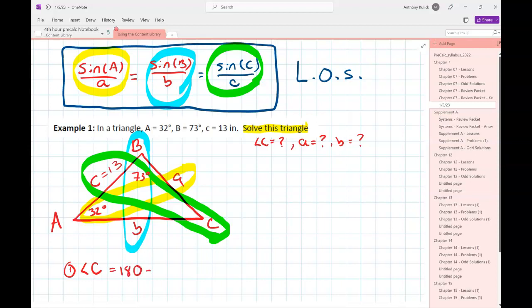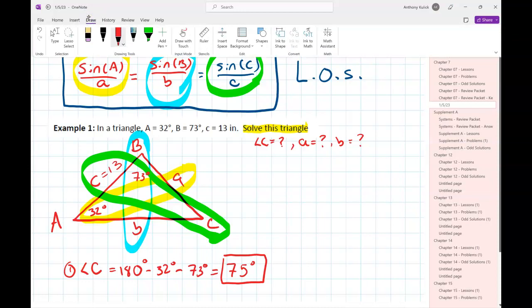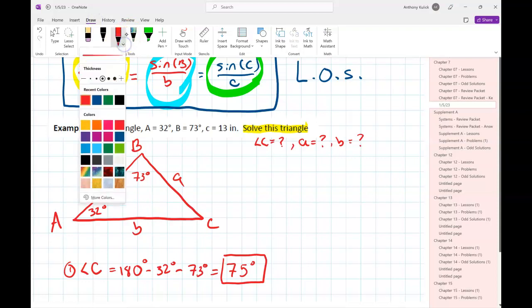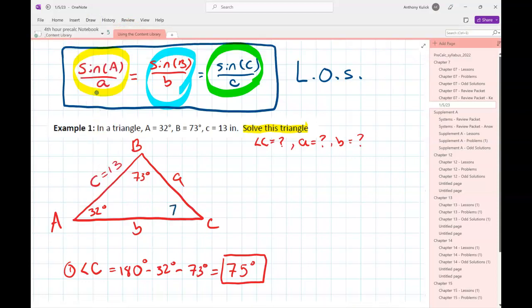Great. So I know there's 180 degrees in the triangle. So if I take the other two angle measures and subtract them from 180, that's got to give me the value for C. So that's going to be 180 minus 105, which is 75 degrees. Is everybody happy with what I did there as our first step?